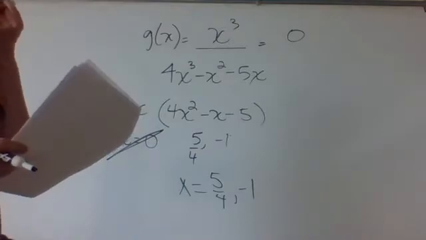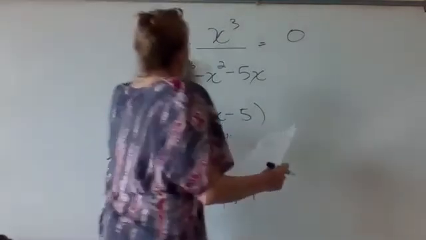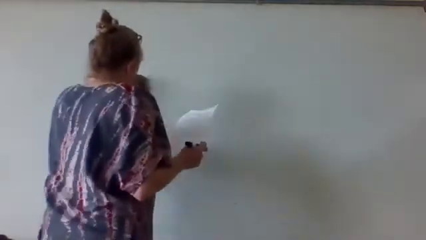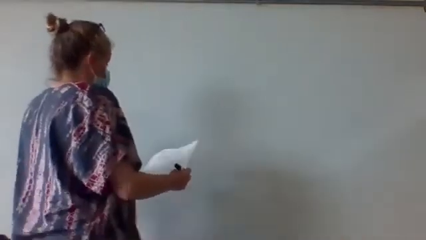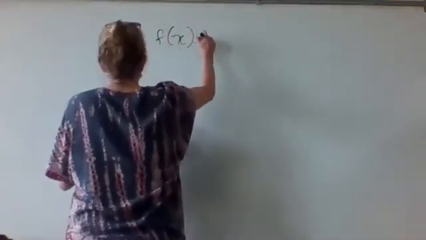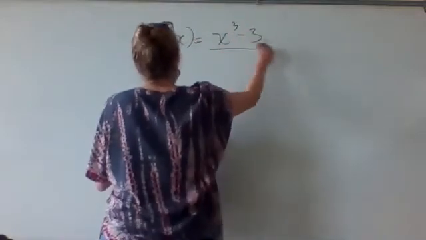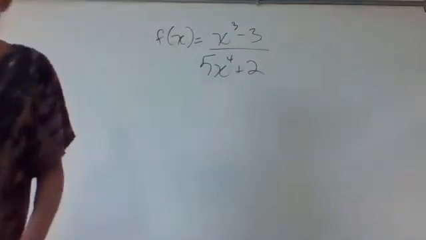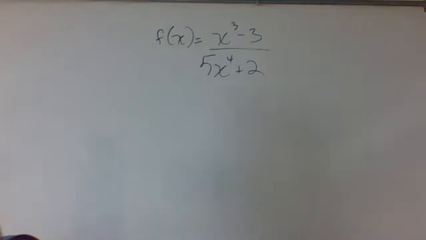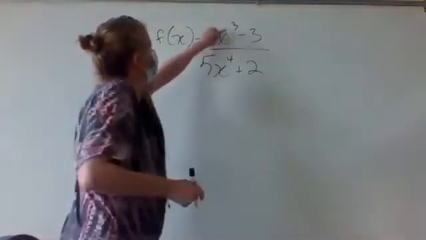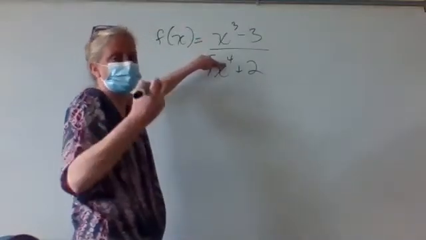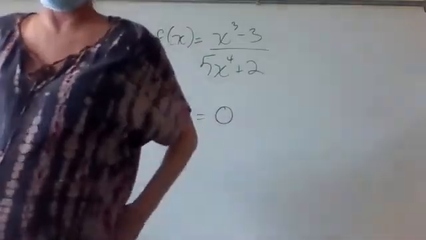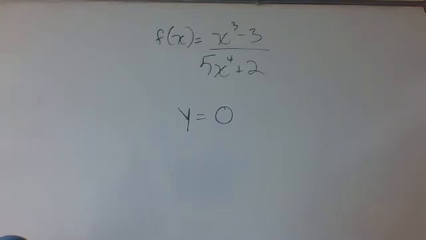Number 21. This one's just a horizontal asymptote. All right, again, when you're doing horizontal asymptote, you're comparing the degrees. So the degree of the numerator, again, is less than the degree of the denominator. So if you look at your horizontal asymptote chart, that tells you the horizontal asymptote is automatically y equals 0 when the degree of the numerator is less than the denominator.